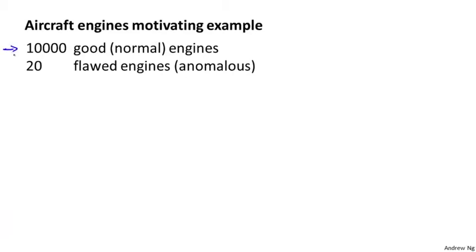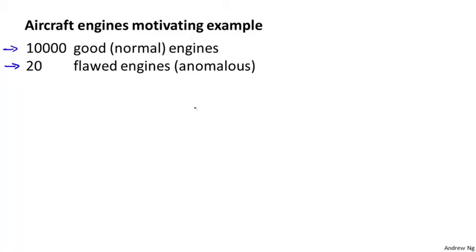We have manufactured 10,000 examples of engines that, as far as we know, were perfectly normal, perfectly good aircraft engines. And again, it turns out to be okay even if a few flawed engines slip into this set of 10,000. We assume that the vast majority of these 10,000 examples are good, non-anomalous engines. And let's say that historically in however long we've been running our manufacturing plant, we end up getting 20 flawed or anomalous engines as well.